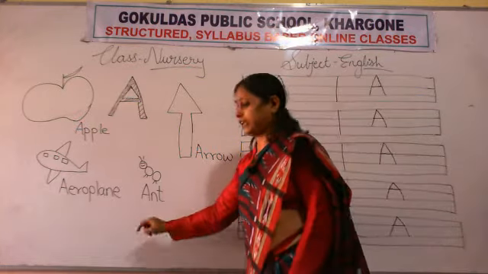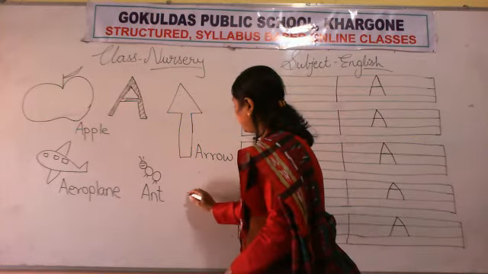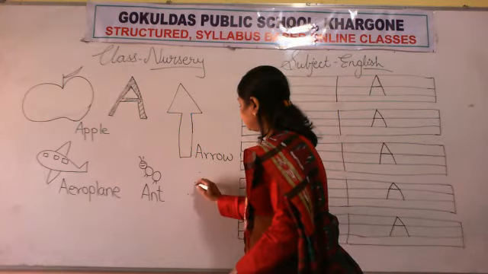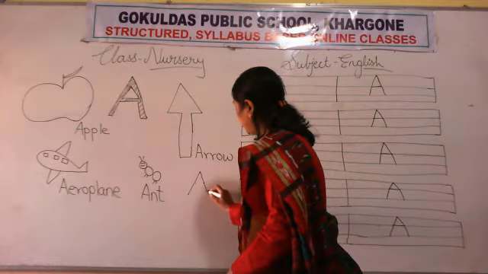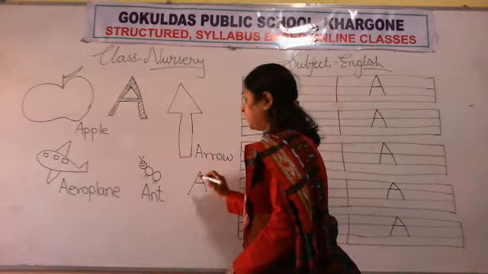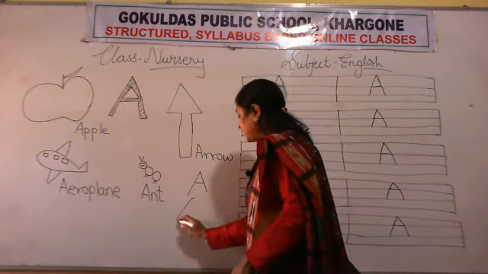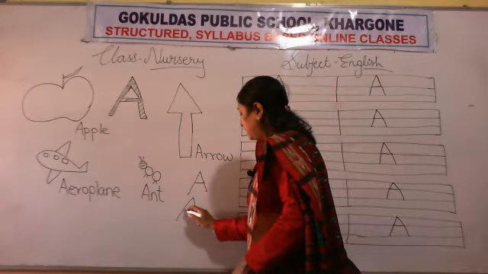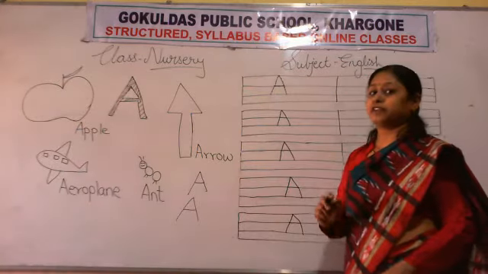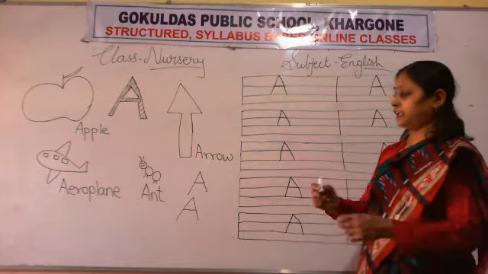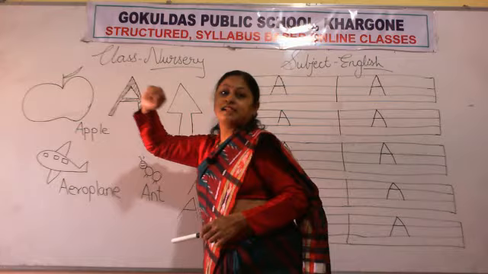Which letter is this? Letter A. How we will write letter A? Look here, slanting line, and then sleeping line. So which letter will form? Letter A. Slanting line, and then sleeping line. So which letter will form? Letter A. A for apple.